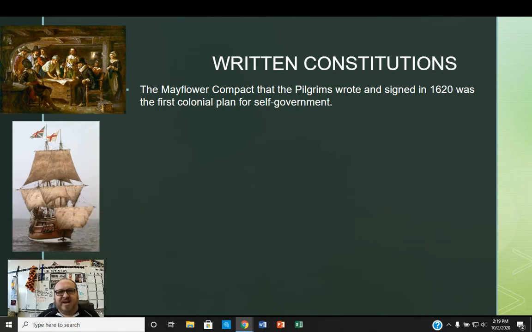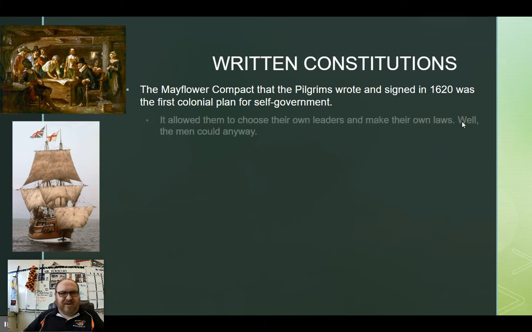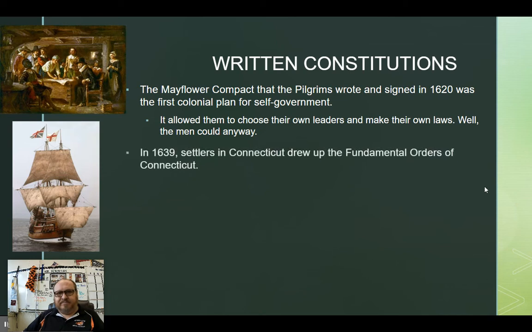Okay, they got together in their cabin, and the men, you see one, maybe 2 women in there, but the men are sitting back. They wrote out this document for self-government. It allowed them to choose who their leaders would be, so they had elected representatives, and it allowed them to make their own laws. Well, the men anyway. The women didn't have any say in any of it.